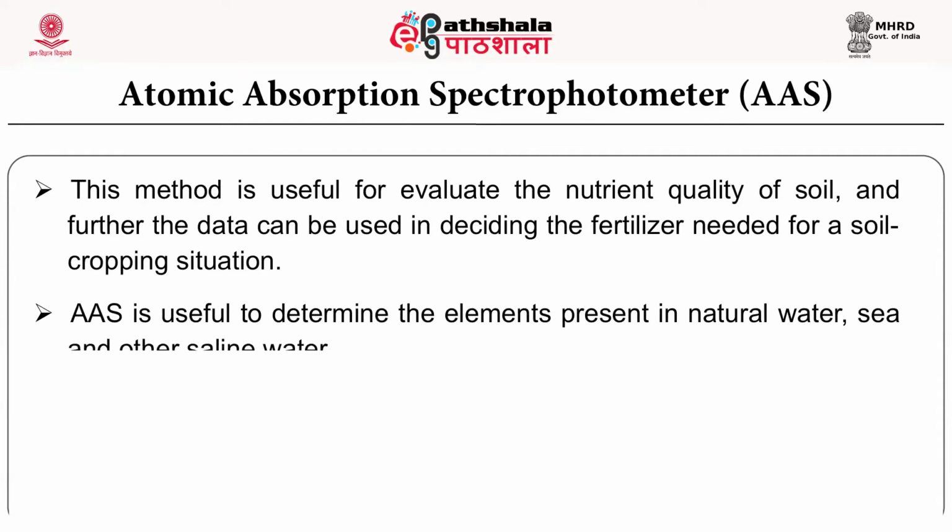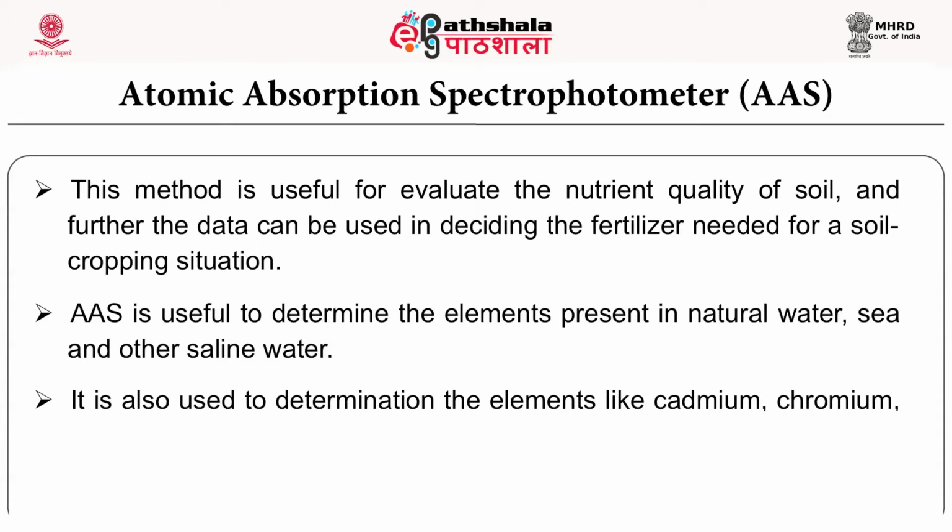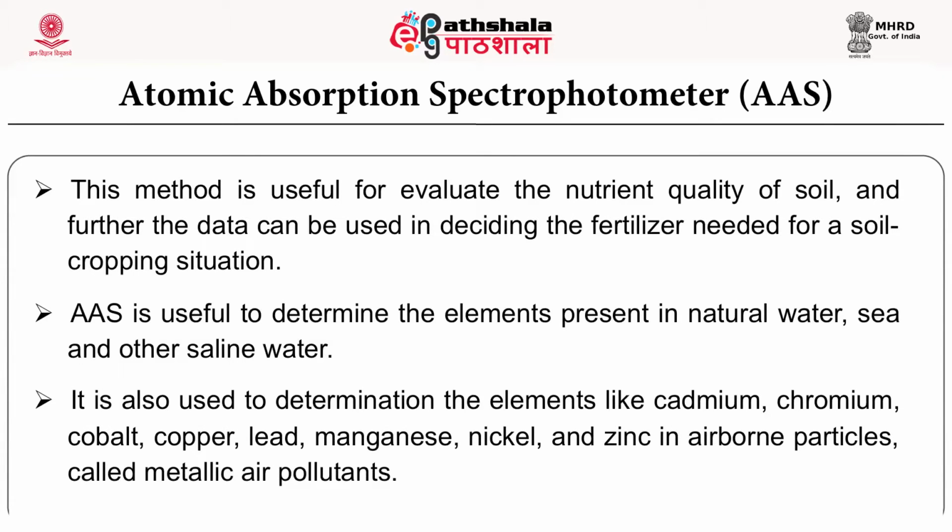AAS is useful to determine the elements present in natural water, sea and other saline water. It is also useful to determine elements like cadmium, chromium, cobalt, copper, lead, manganese, nickel and zinc in airborne particles called metallic air pollutants. So, we can say that AAS is helpful to monitor the airborne pollutants and check their levels also.